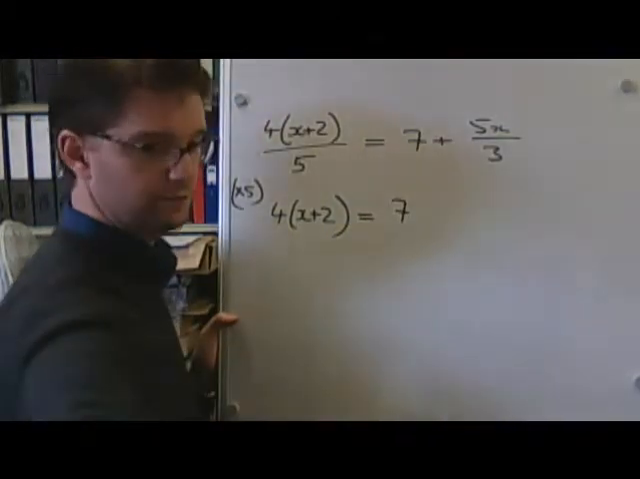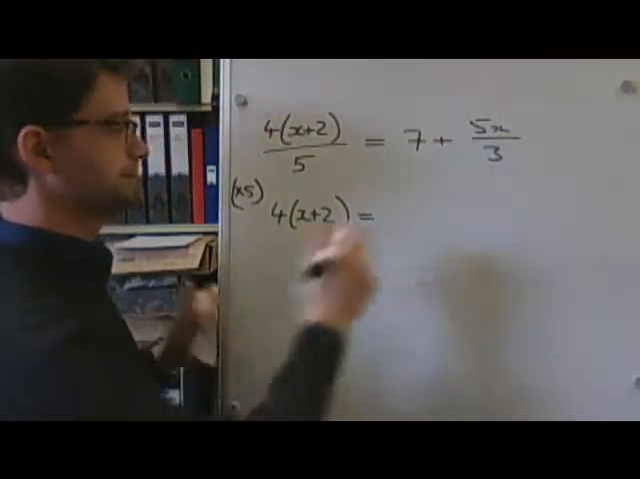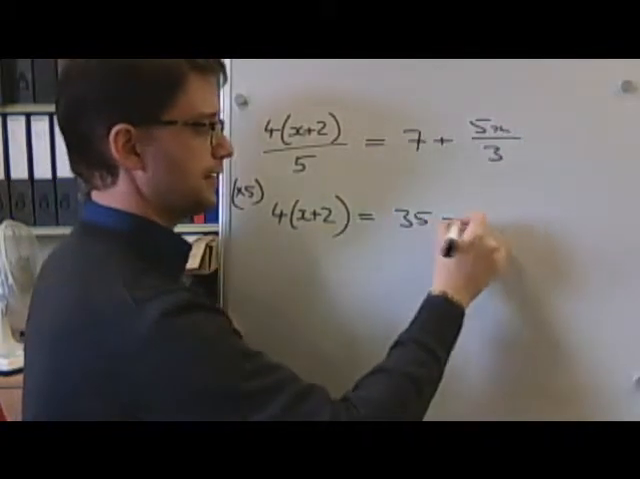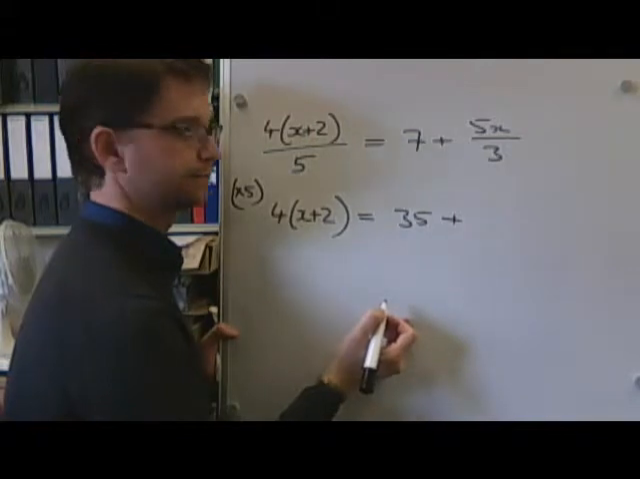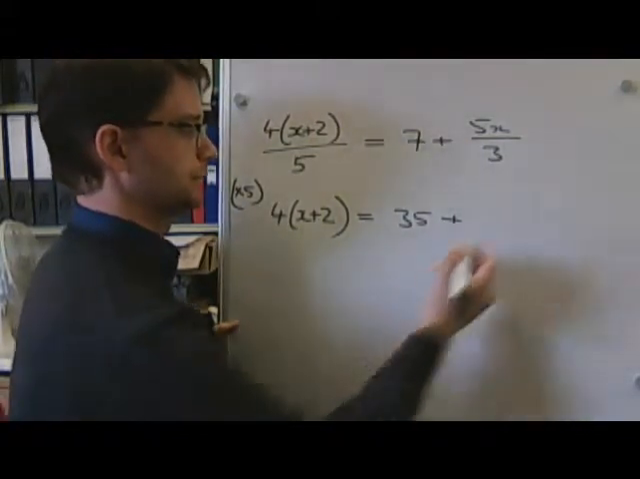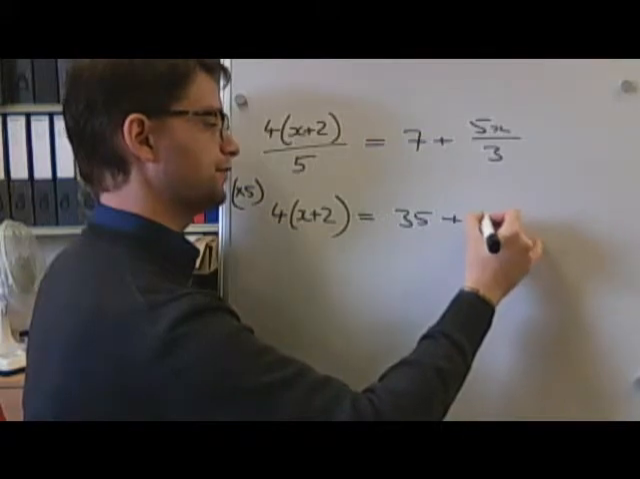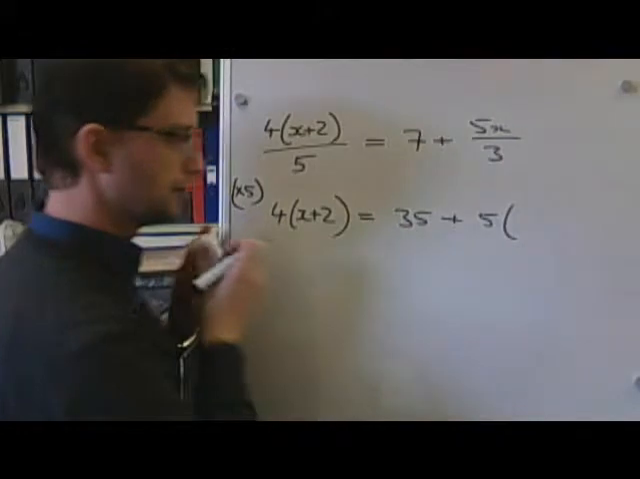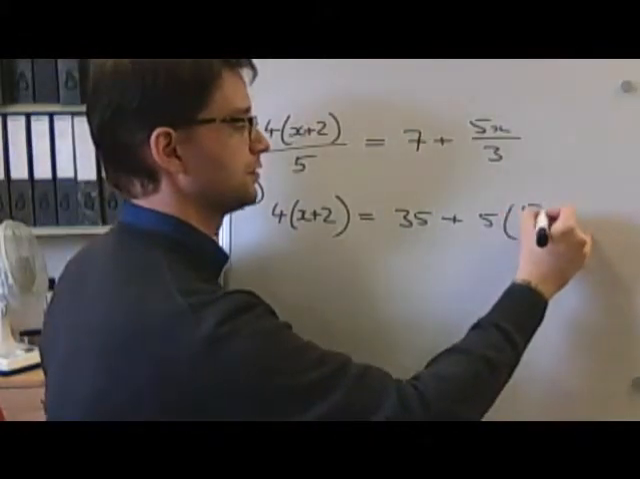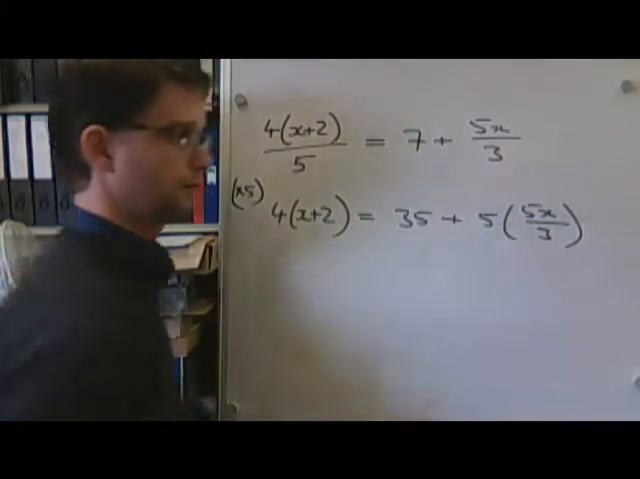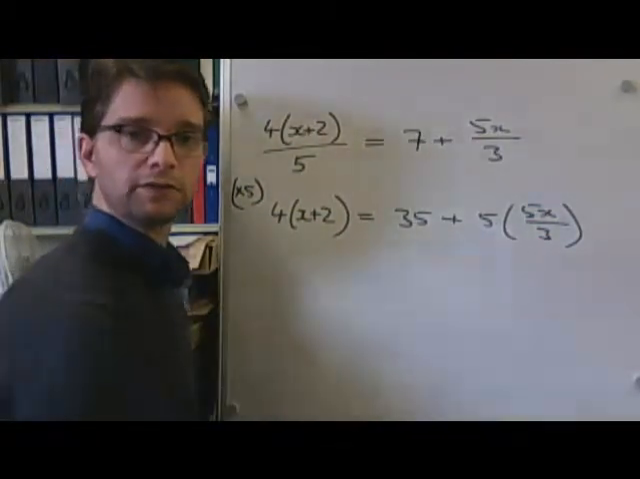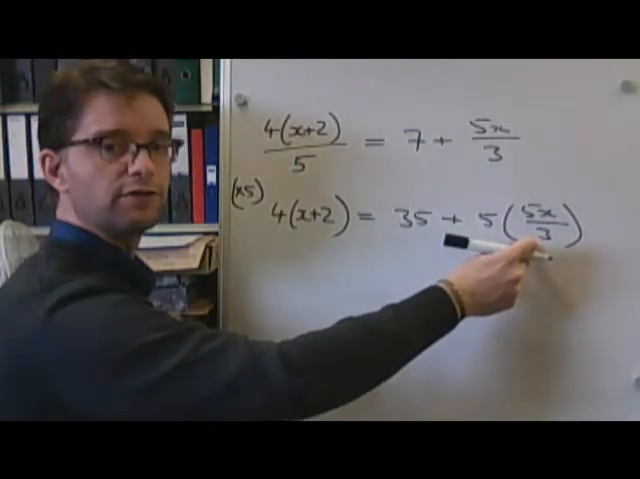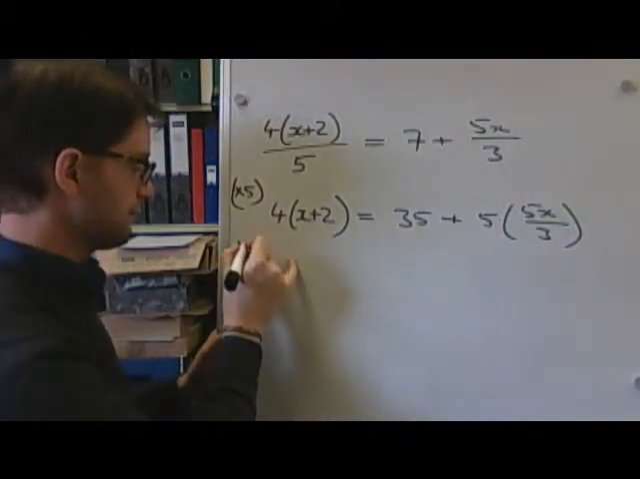7 times 5 is 35. 5x over 3 times 5. Well, probably I'll just write that as 5 lots of 5x over 3 for now. That's the fiddly one, and we'll deal with that one in a minute, because I've still got another fraction here. I've got an over 3 here, so I'd like to get rid of that fraction now.